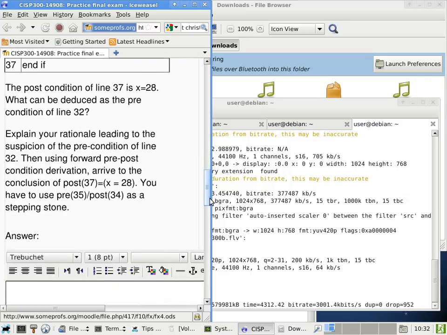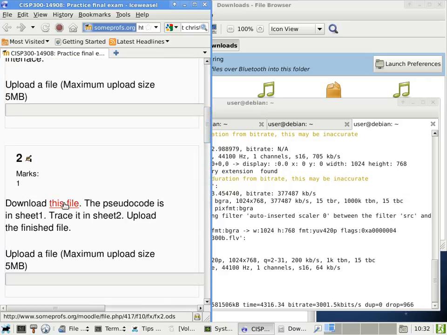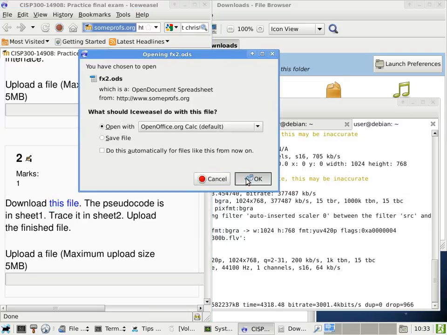Okay, so we got that one taken care of. And then the rest, let's see. Looking at just the file, I cannot see which one is which one.